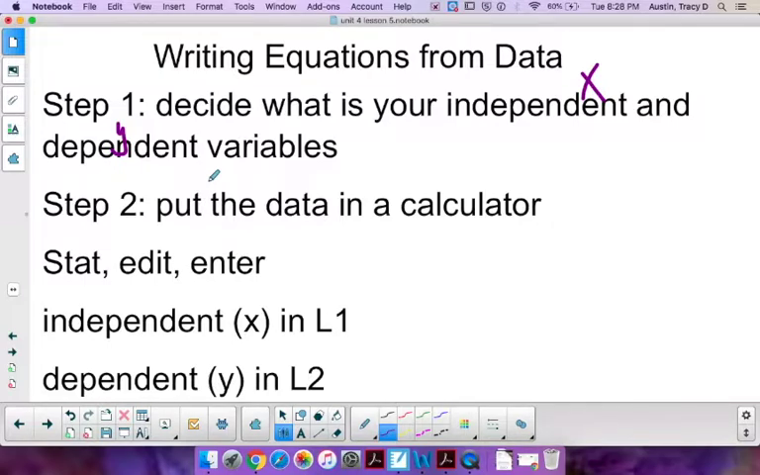Ask yourself the same question we've been asking since Monday. Is the first thing dependent on the second, or is the second dependent on the first? Okay, so look at the actual variables. All right, step two, we are going to put the data in the calculator.